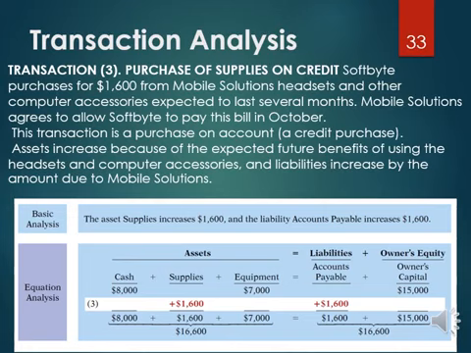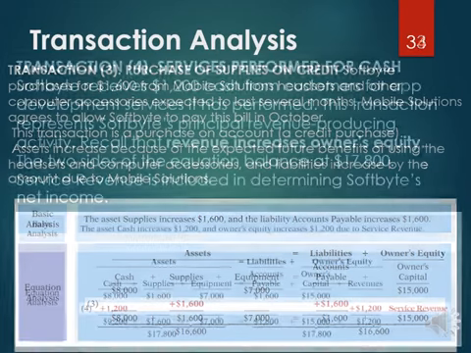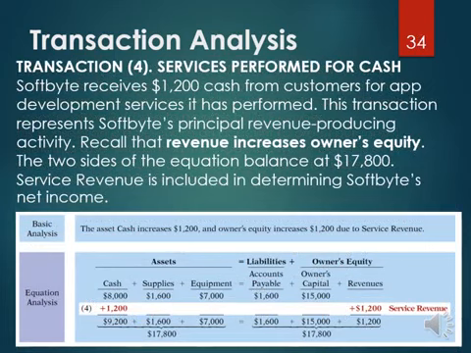Transaction 3. Purchase of supplies on credit. SoftBite purchases for $1,600 from Mobile Solutions headsets and other computer accessories expected to last several months. Mobile Solutions agrees to allow SoftBite to pay this bill in October. This transaction is a purchase on account, a credit purchase. Assets increase because of the expected future benefits of using the headsets and computer accessories, and liabilities increase by the amount due to Mobile Solutions.